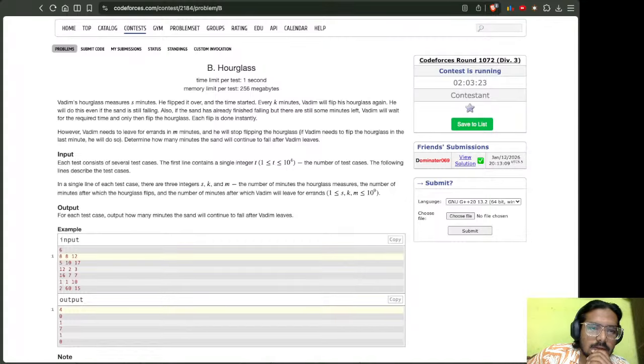Within some class, the hourglass measures S minutes. He flipped it over and the time started. Every k minutes, he will flip this hourglass. Okay, so if we make the hourglass, k minutes have passed and it flips again, so here it's plus k. Okay.